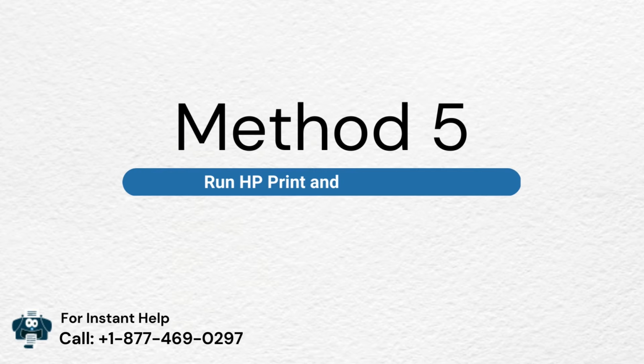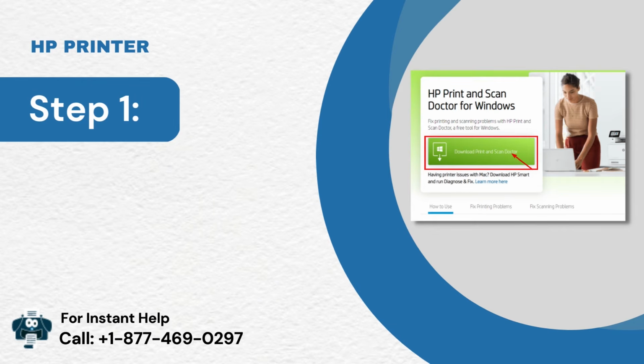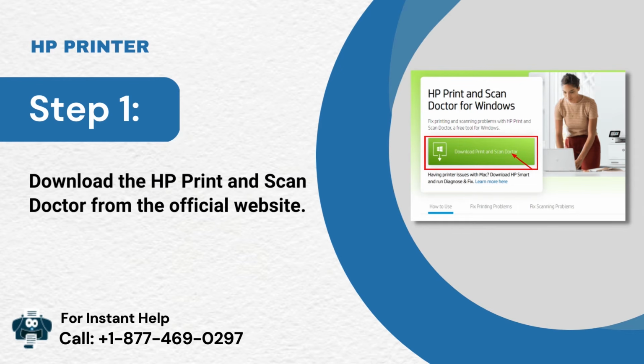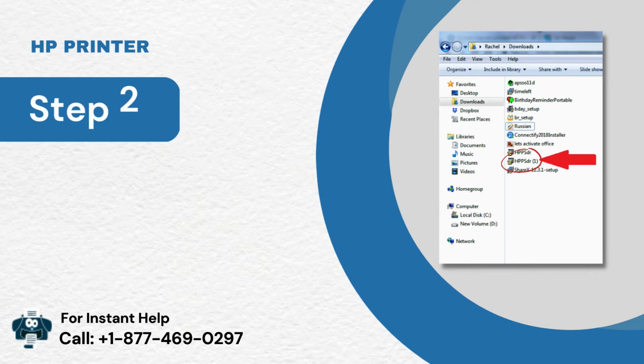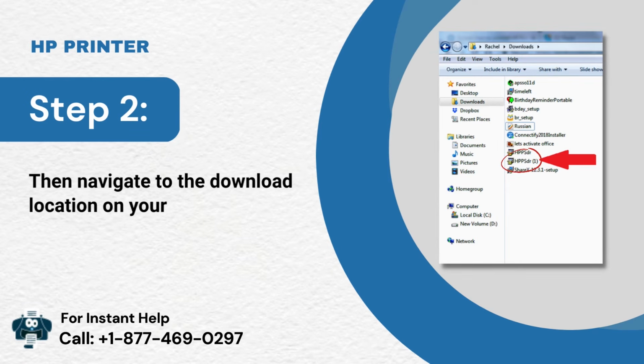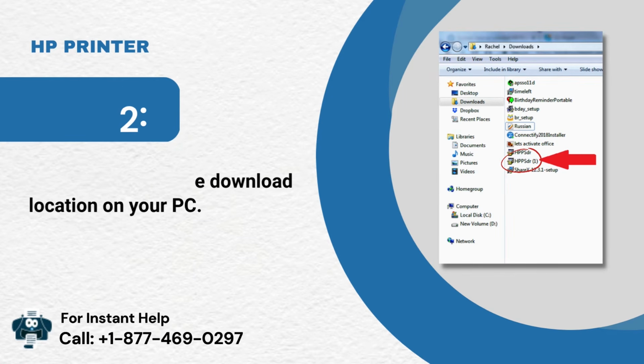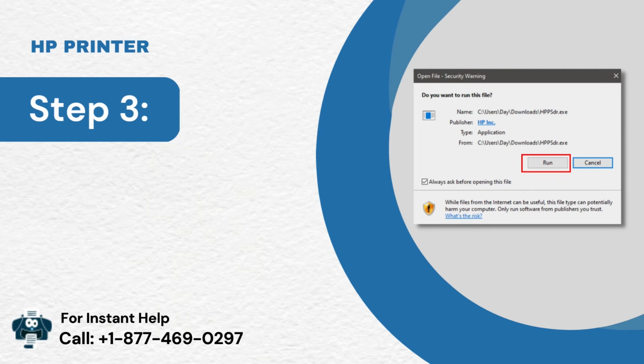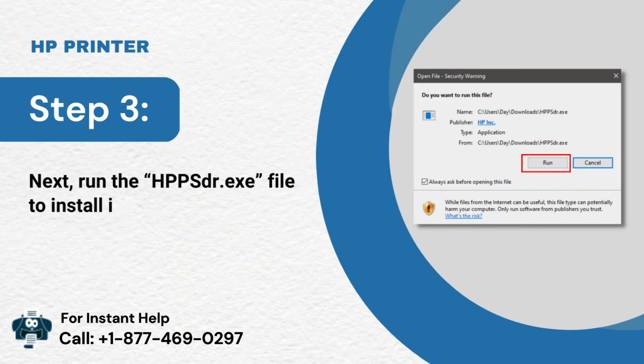Method 5. Run HP Print and Scan Doctor. Step 1. Download the HP Print and Scan Doctor from the official website. Step 2. Then navigate to the download location on your PC. Step 3. Next, run the hppsdr.exe file to install it.